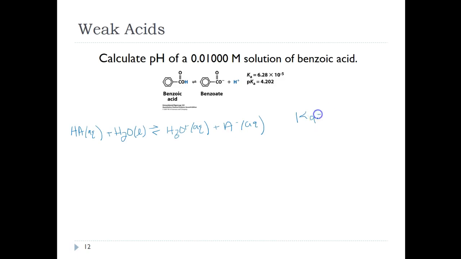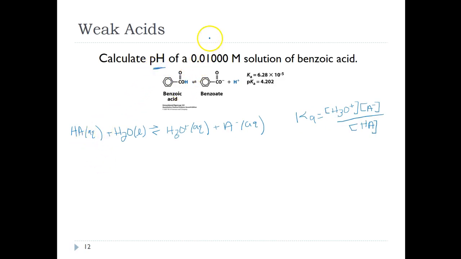And then I'm going to go ahead and write the equilibrium constant expression. That's a K, in case you were wondering. K equals H3O plus times A minus, all over HA.